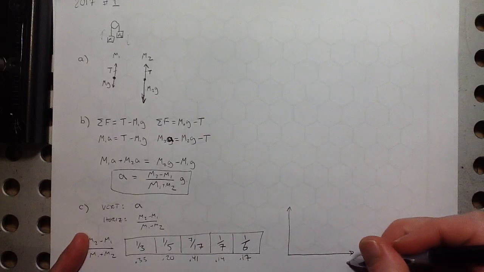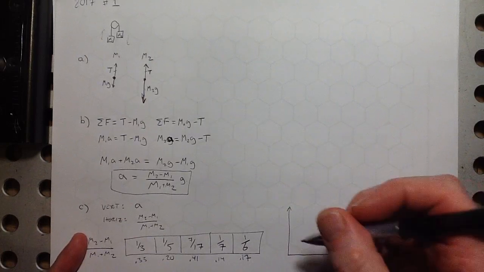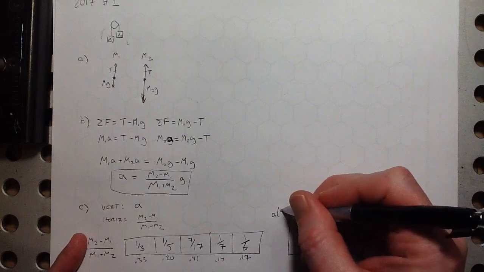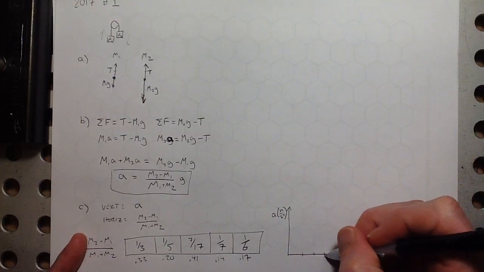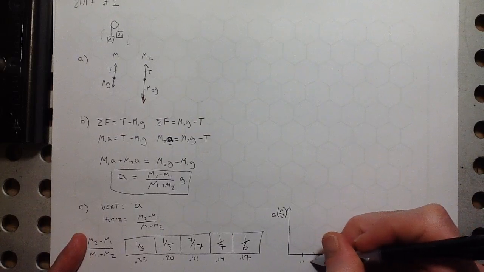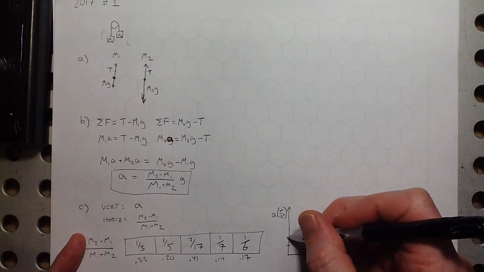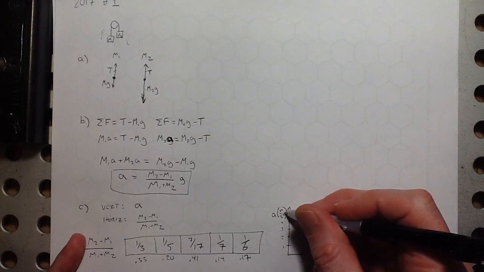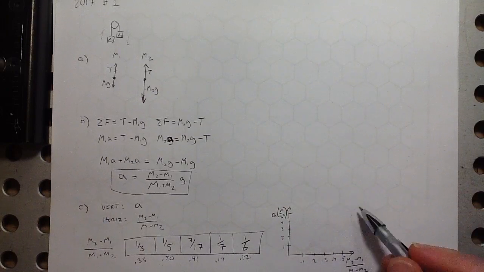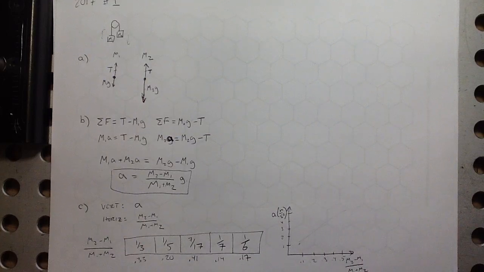So here on this axis we have m2 minus m1 over m1 plus m2. There are no units, it's dimensionless. And on this axis we have acceleration, measured in meters per second squared. And on this axis, it's not the only way to scale this, but I think it's certainly the easiest and most obvious. 3, 4, and 5 there. So you plot some points and should get some semblance of a straight line there.